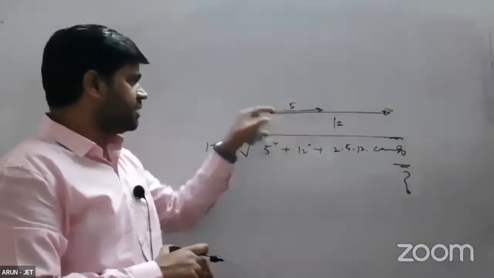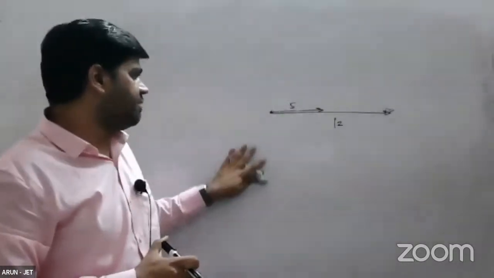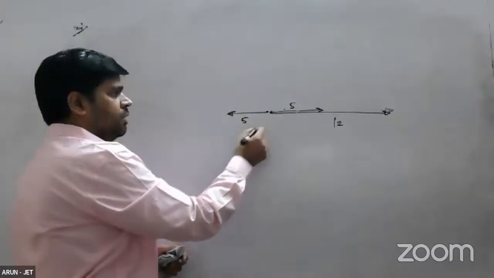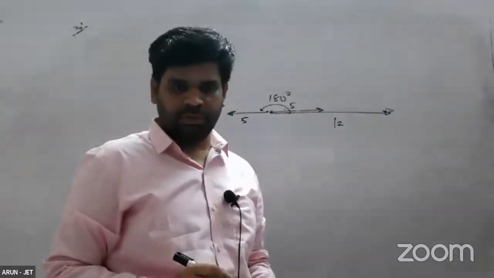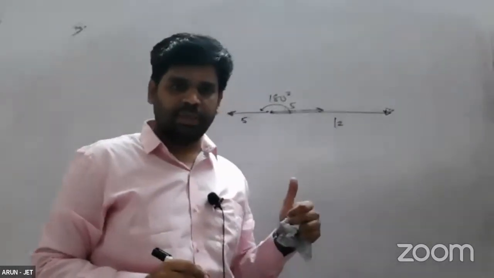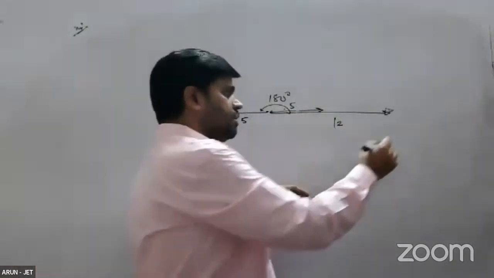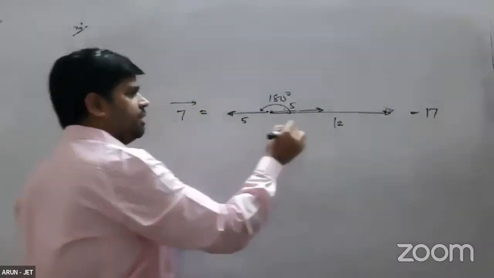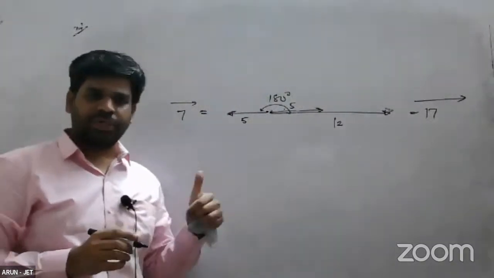Now, I should get 7 as the resultant. What is 7? 12 minus 5 is 7. So when do I get 7? When 5 is exactly opposite to 12, so the angle should be 180. When the angle is 0 and both are parallel, 5 plus 12 gives 17. In this case, you'll get 7 towards the right. Is it okay?